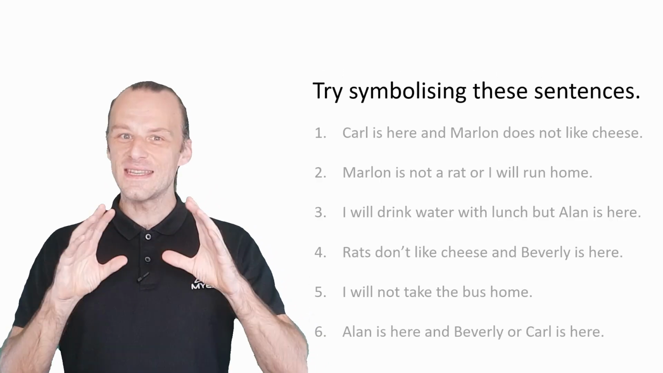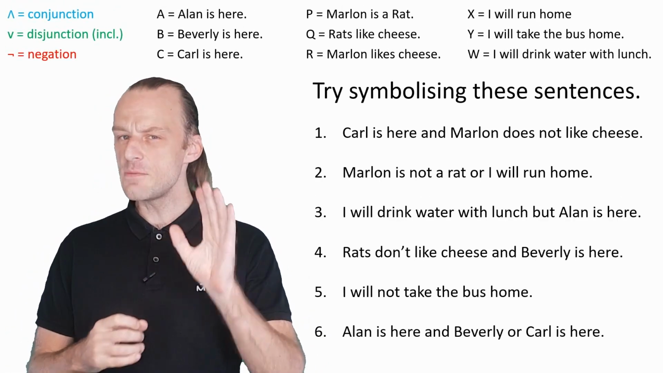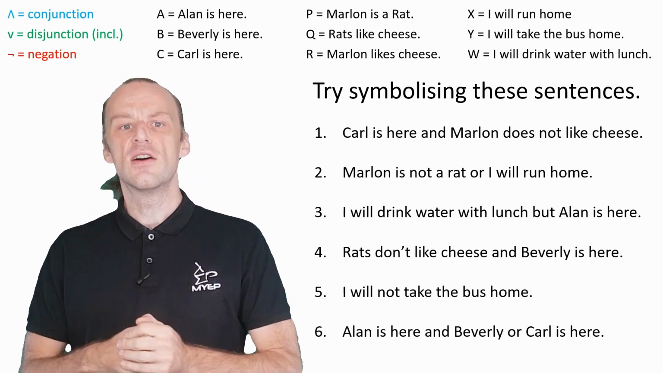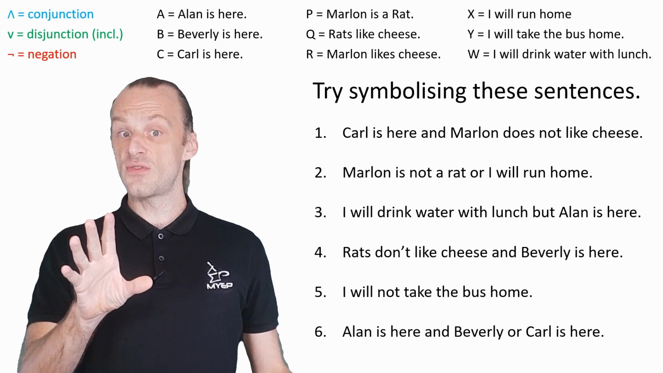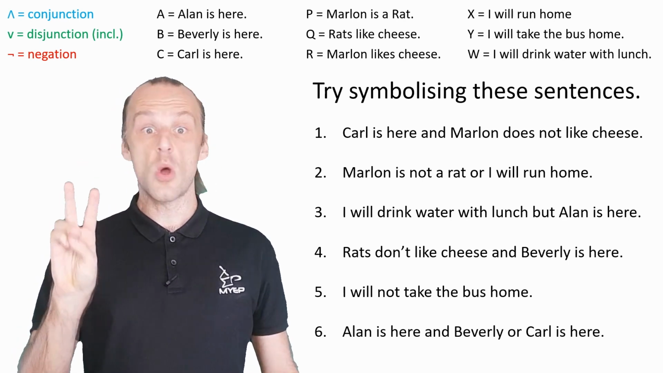Let's just stop for a few examples. Try to symbolize these sentences using the statements we've seen so far. Keep it simple. Assume that all disjunctions are inclusive for these examples. Pause if you want time to think, and we'll show them in 3, 2, 1.